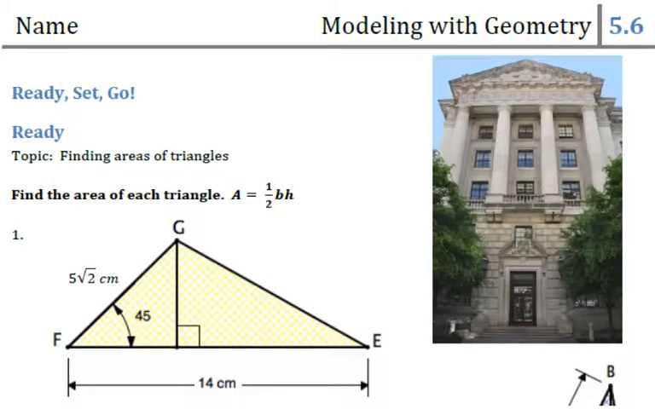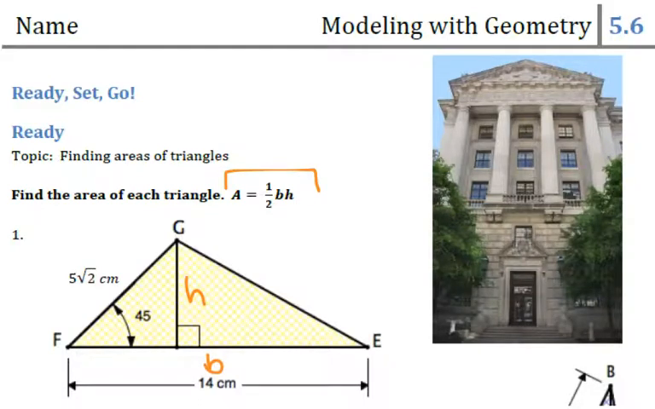Here we are with modeling with geometry 5.6. So the first part is finding areas of triangles. Now, the formula for an area of a triangle, pretty simple, 1/2 times base times height, where this is our height, this is our base.